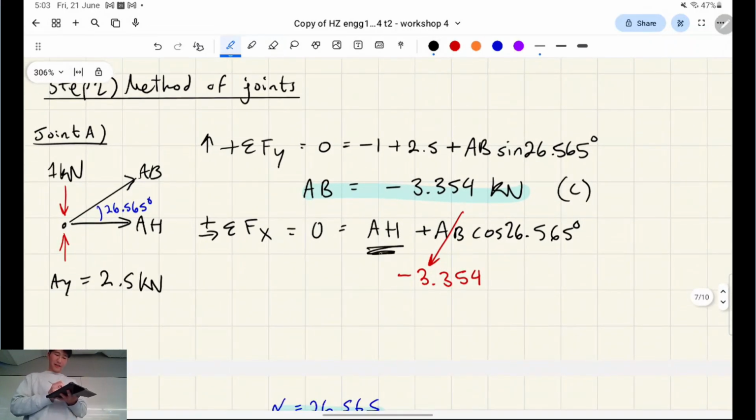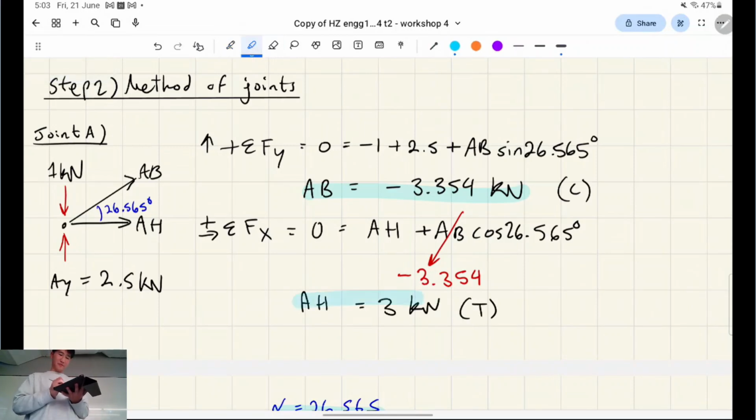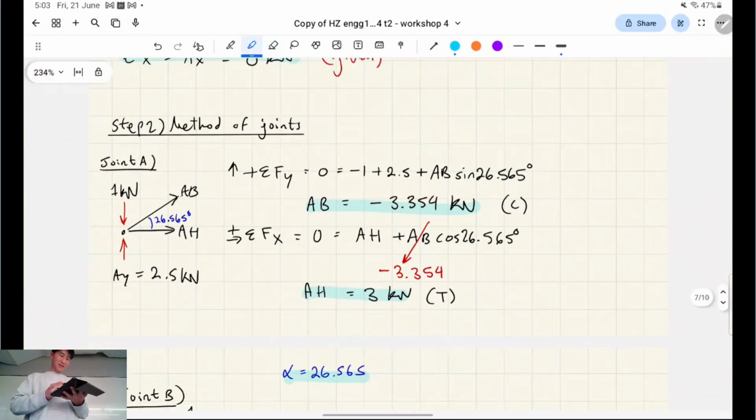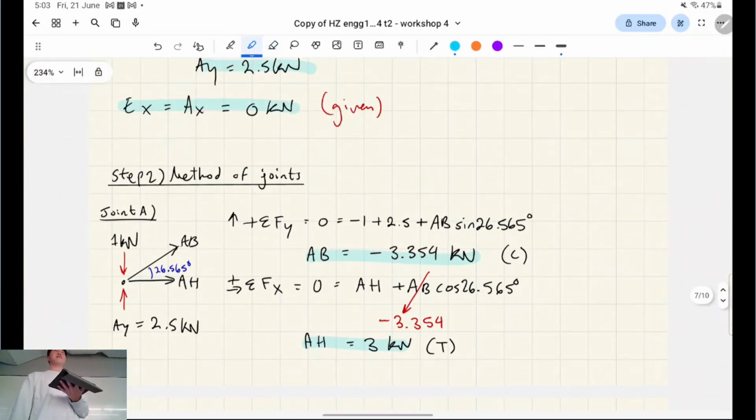Now, when we solve for AH, you get AH is 3 kilonewtons, and that's going to be positive, so that'll be in tension, right? Is everyone following so far? We've done one joint, but 2 members. So bear with me.